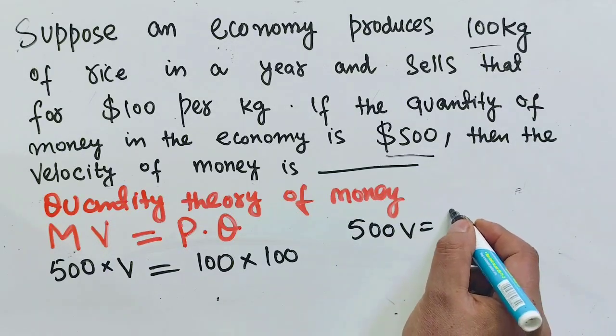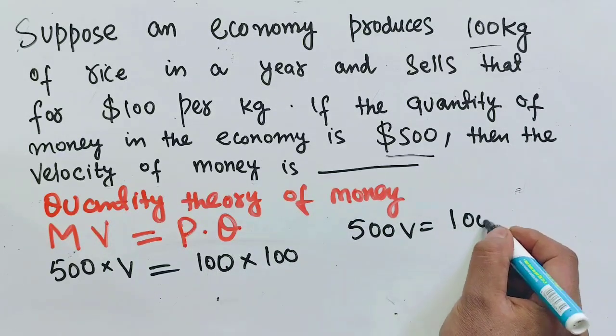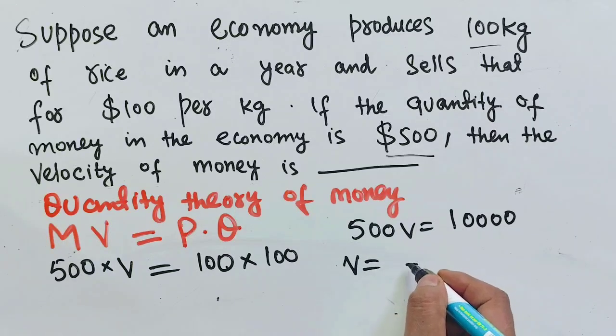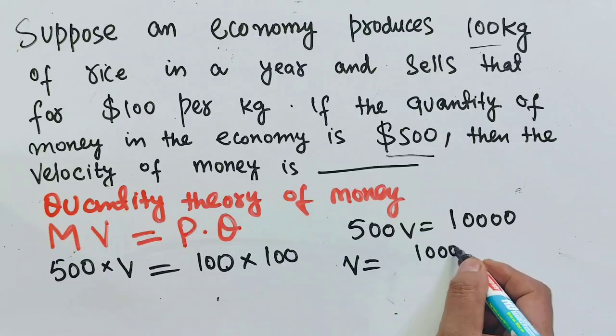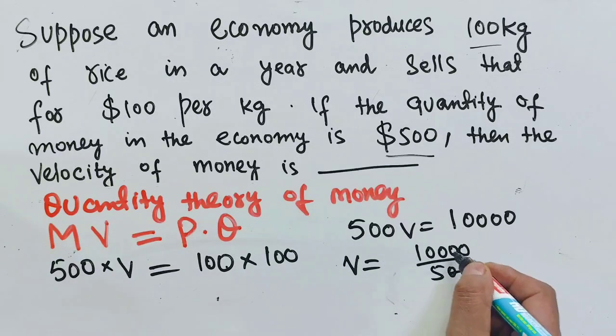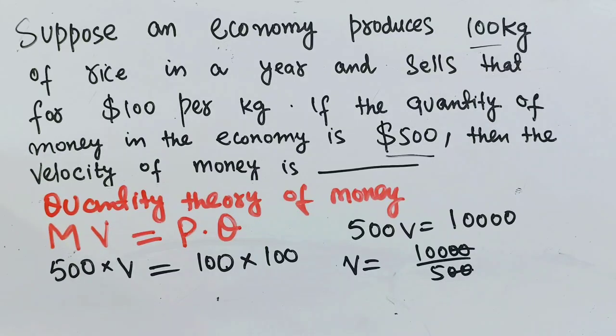This implies 500 V is equal to 10,000. Dividing both sides by 500, V will be equal to 20. So the velocity of money is equal to 20 in this case. I hope it's clear to you.